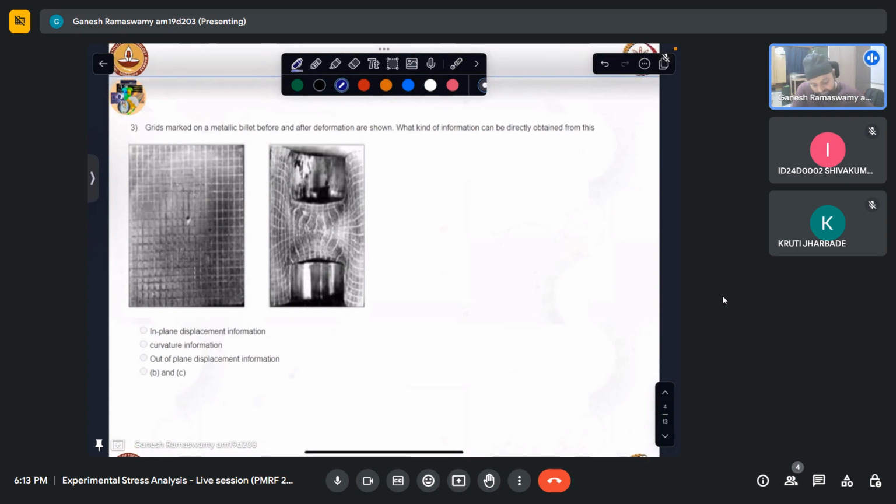Grids are marked on a mechanical billet before and after deformation. Grids marked on a mechanical billet before and after deformation are shown. What kind of information can be directly obtained from this?